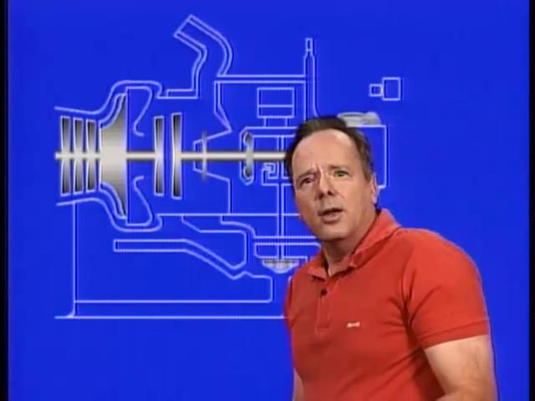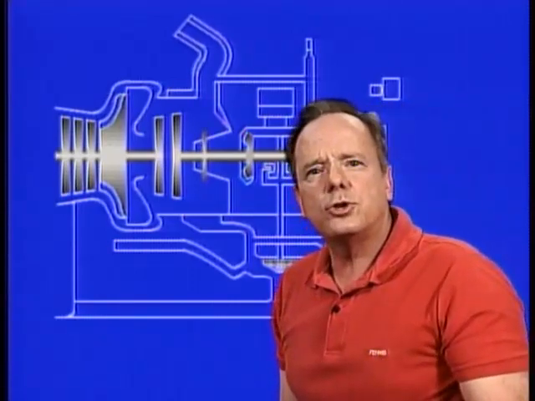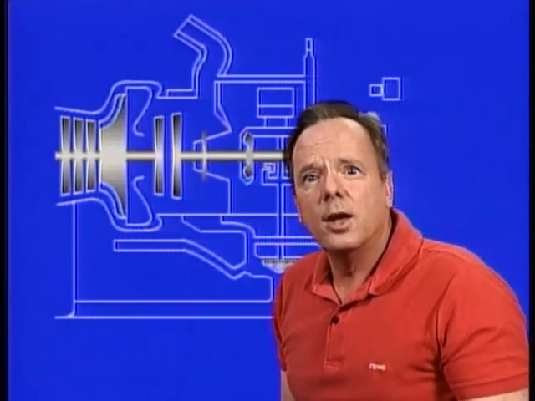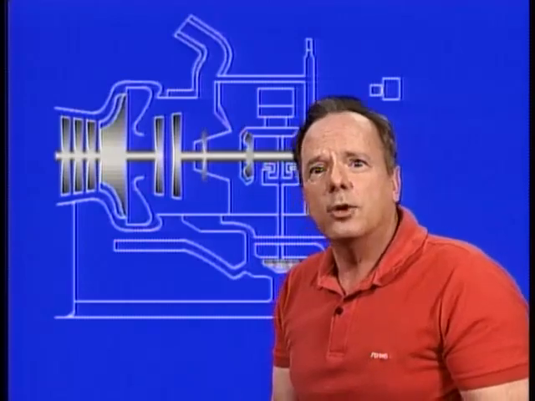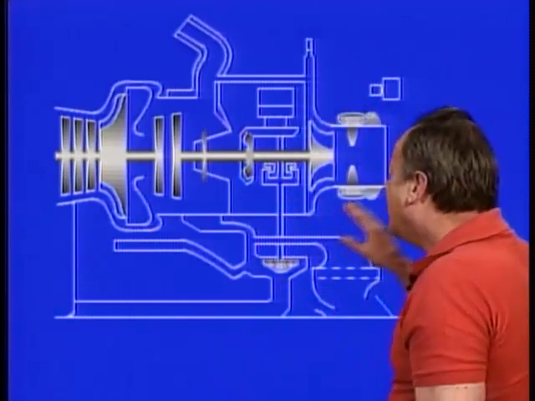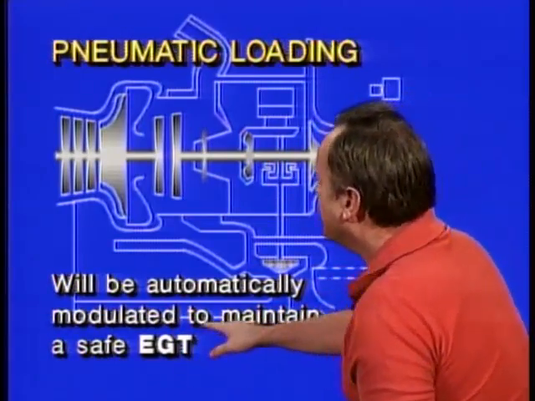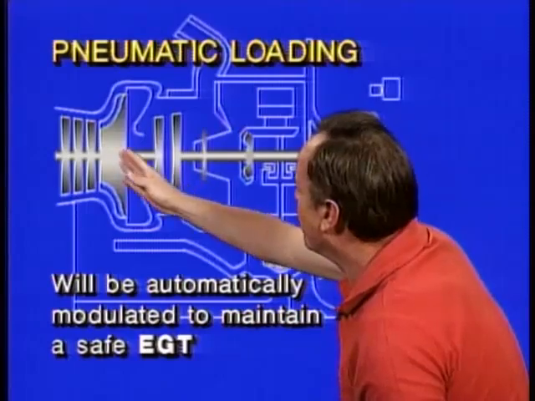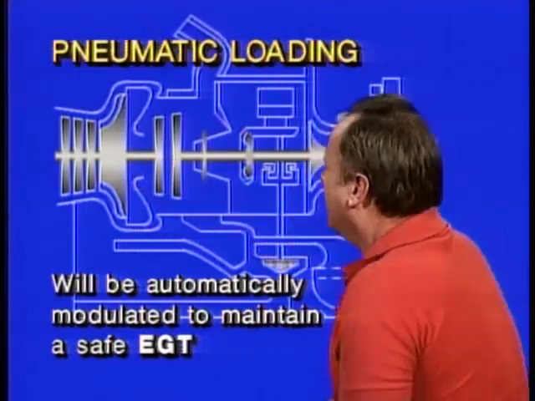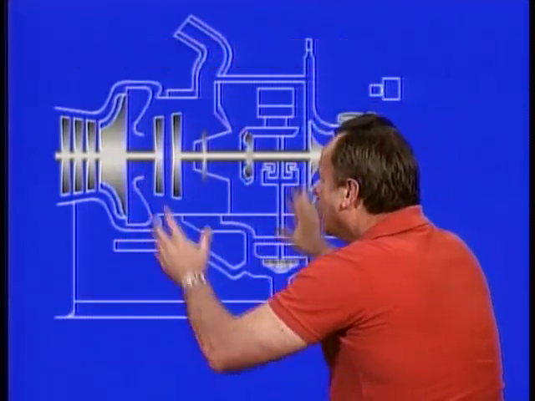So generally, when the maximum APU shaft output power is being used, and at the same time you're using pneumatic power, the pneumatic power is automatically modulated to maintain a safe EGT so you don't overtemp the EGT on the engine. Now, finally, the last thing you need to know about APU operation: it's all automatic.